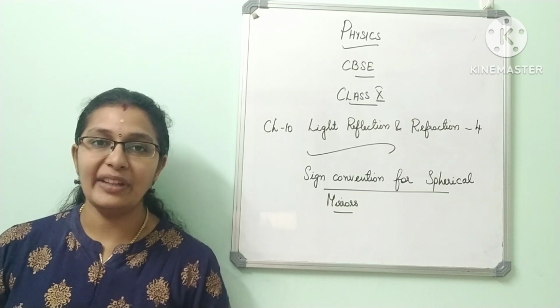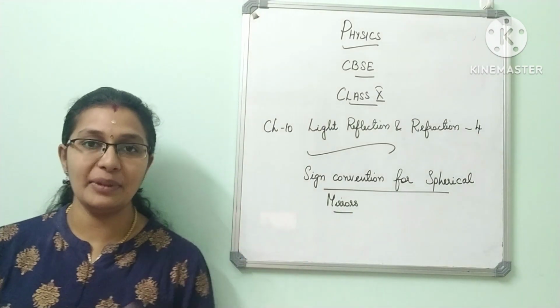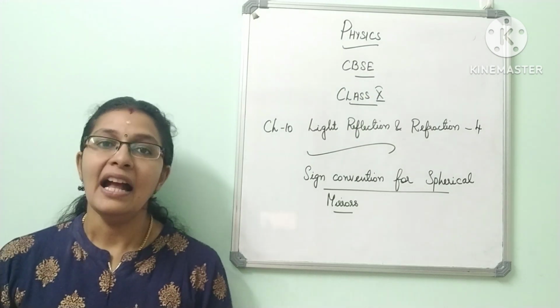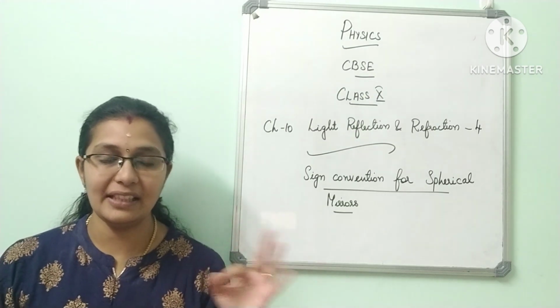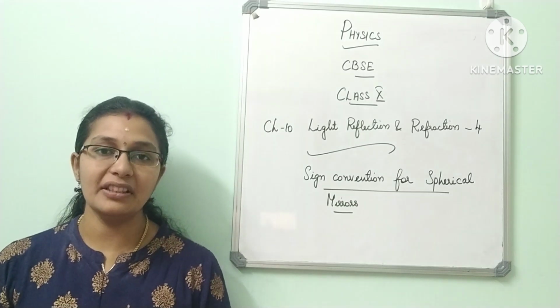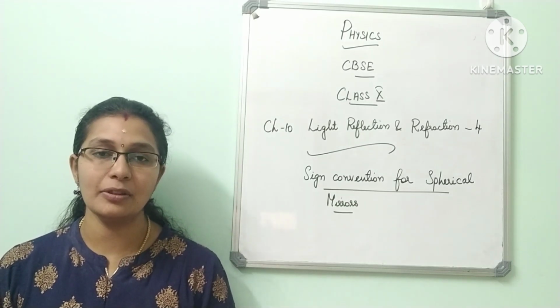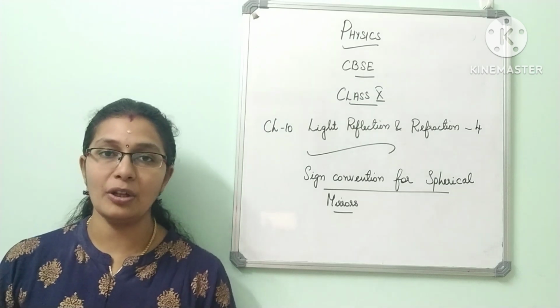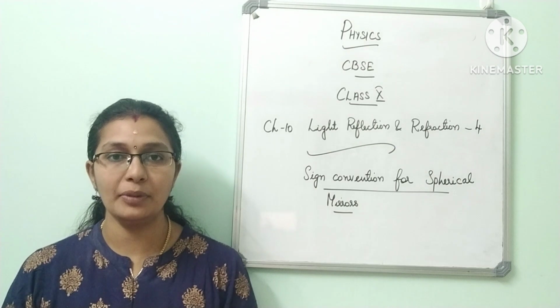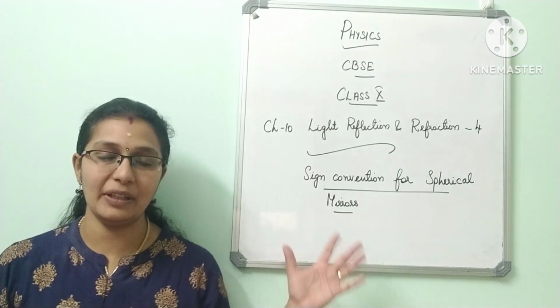So we have already started with Physics CBSE Class 10, Chapter 10, Light Reflection and Refraction, and we have already done 3 sessions where we covered the reflection part, right? In the first session basics, in the second session we saw rules and how to draw ray diagrams, and in the third session we saw how an image is formed using ray diagrams for spherical mirrors.